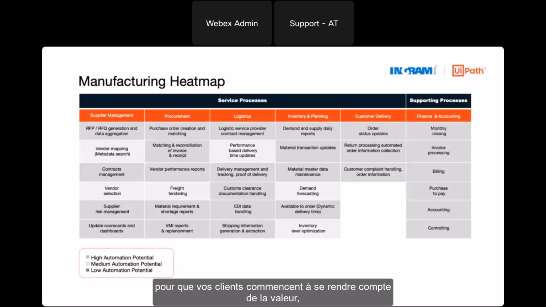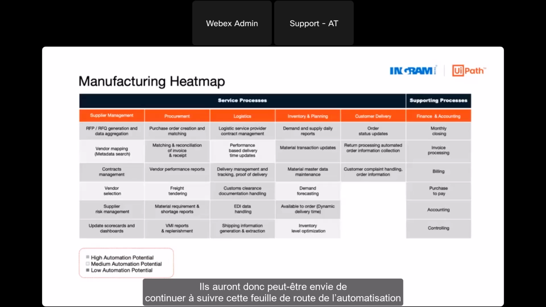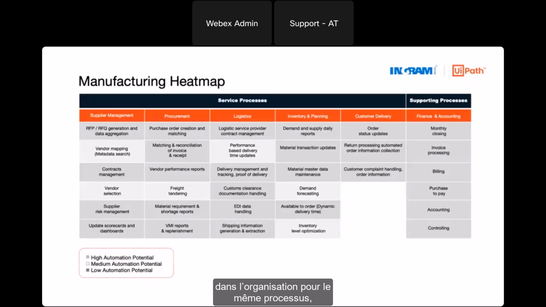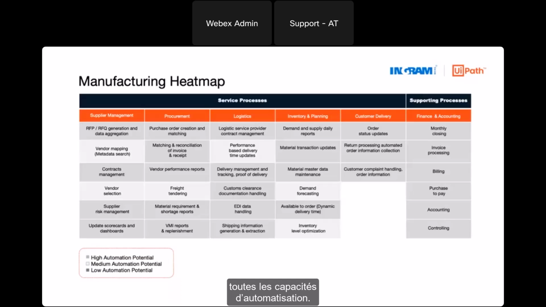So your customers start realizing the value, start realizing the cost savings, the productivity improvement, their customer or employee satisfaction improvement, for example, the hours that we are going to save from their teams per day, per week, per month. So they are going to be willing to continue this automation roadmap in the organization, perhaps for the same process but for a different task, or moving to other strategic processes in the organization in order to enable all the automation capabilities as well, right?